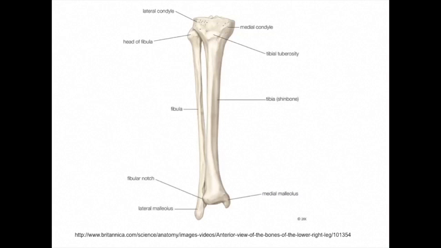In this view, you can see the tibia along with the fibula. This is a view of the right lower limb. On the proximal portion of the tibia, you can see the lateral condyle and the medial condyle. You can also see the tibial tuberosity, as well as the head of the fibula. Distally, you can see the medial malleolus, the fibular notch, as well as the lateral malleolus.